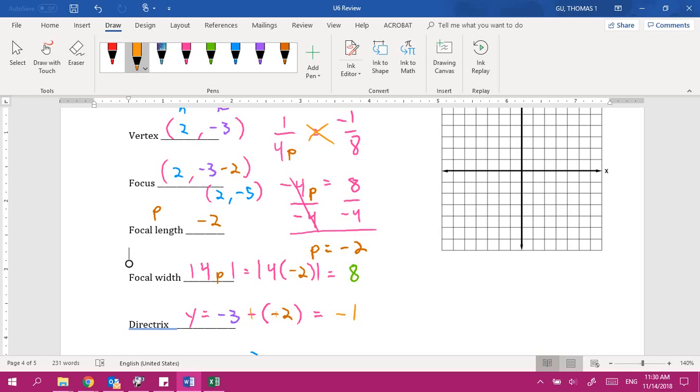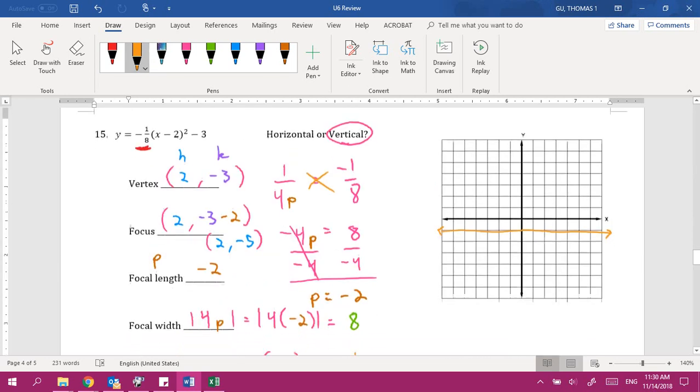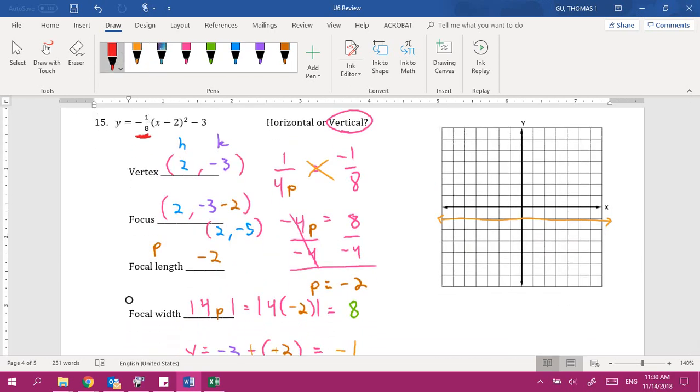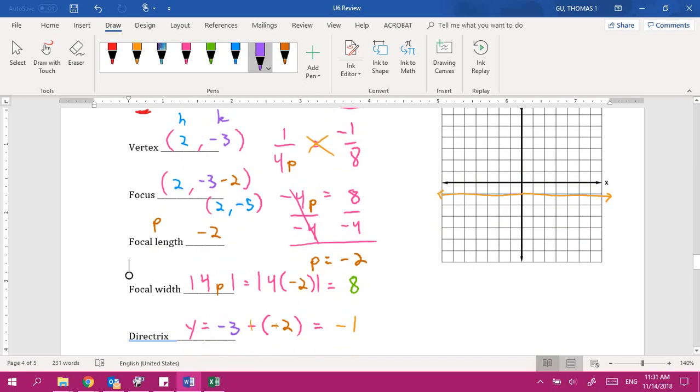All right, so now we can graph everything. First, let's graph the directrix. y equals -1. That's this line right here. What should we graph next? Where's the vertex? 2, -3, right here. And what should we graph next? Where's the focus? 2, -5, right here. And notice the vertex is perfectly in between the directrix and the focus. You know you did it right.